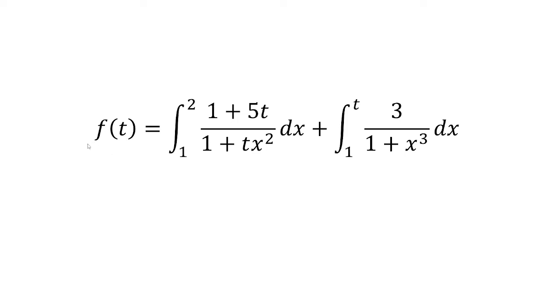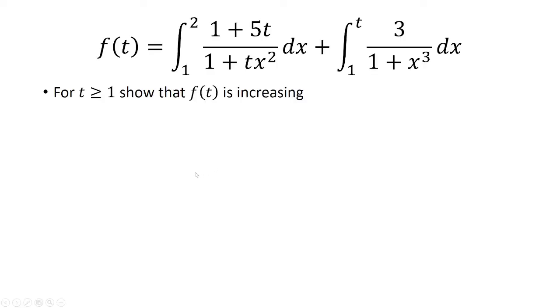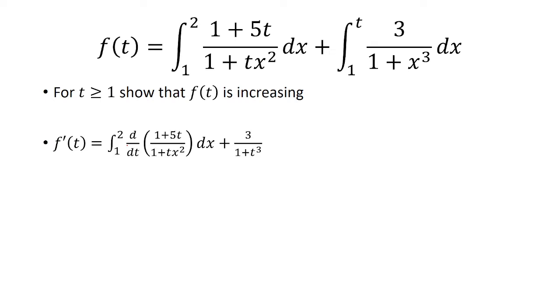We're given the function f of t is equal to the integral from 1 to 2 of (1 plus 5t) over (1 plus t x squared) dx, plus the integral from 1 to t of 3 over (1 plus x cubed) dx. For t greater than or equal to 1, we want to show that f of t is increasing. Well, the way we show a function is increasing is by taking the derivative.